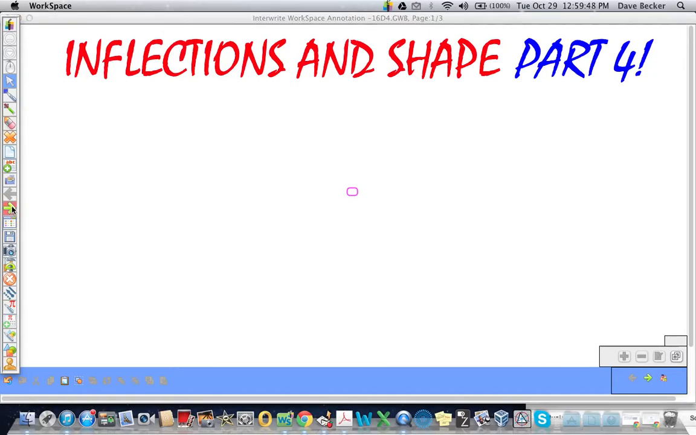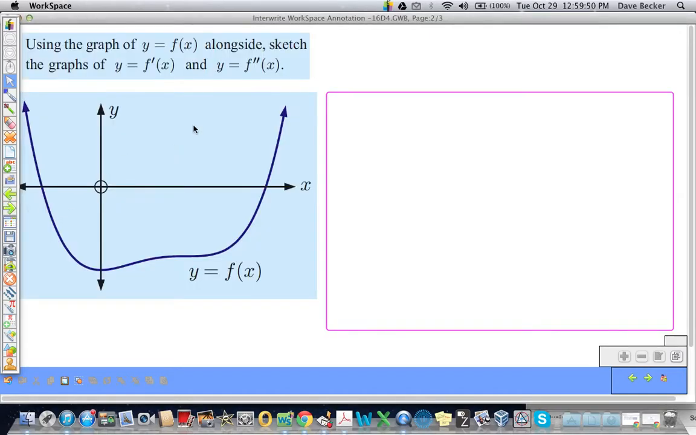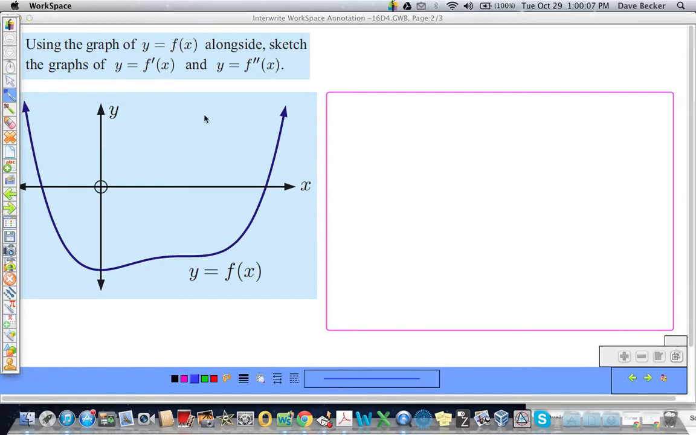This is part 4. And what we're doing today, boys and girls, is we are going to use the graph of a function. This is the function. And we're going to use its properties and what we see to graph or sketch a graph of its first derivative and its second derivative. Okay? So first we're going to start with the first derivative.